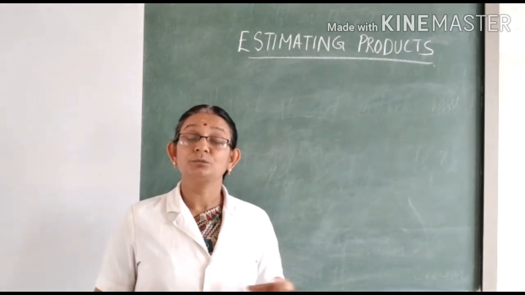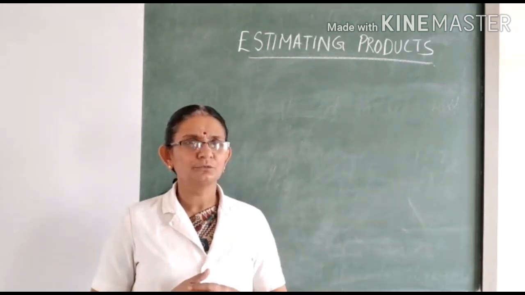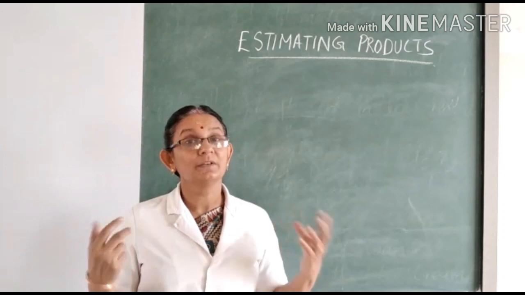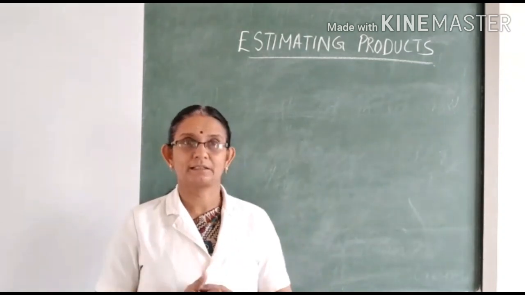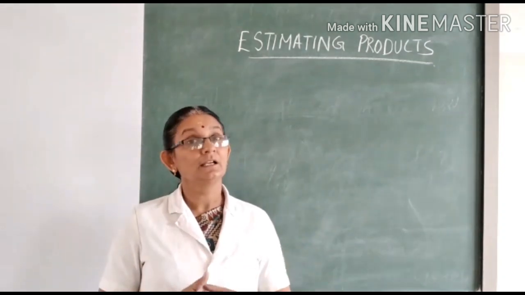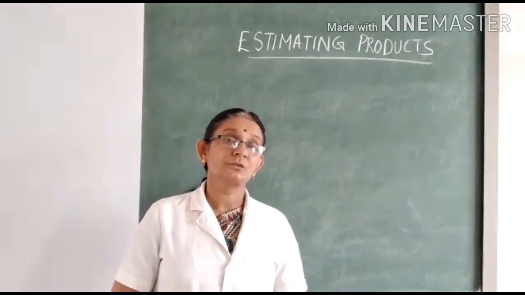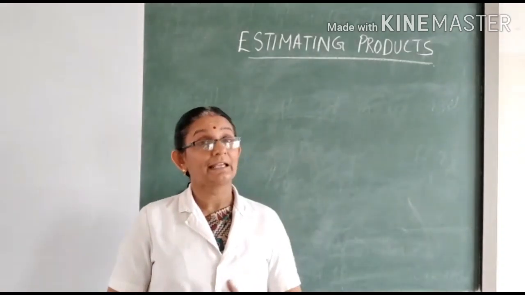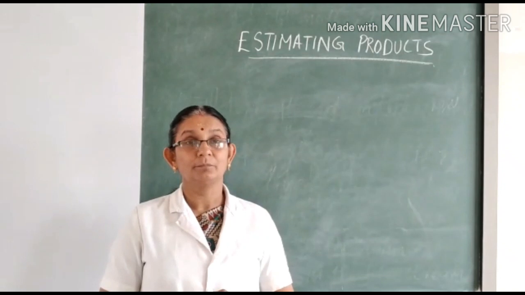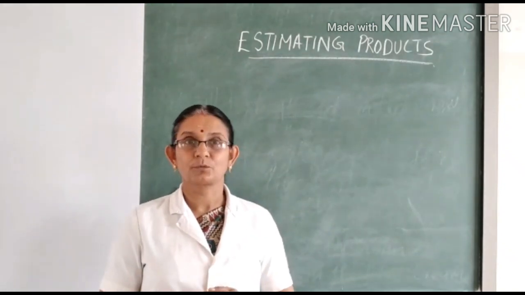So, to arrange all the things, you need to know how much you have to spend approximately. Not the correct amount, approximate amount. So we can calculate this amount by estimating products.